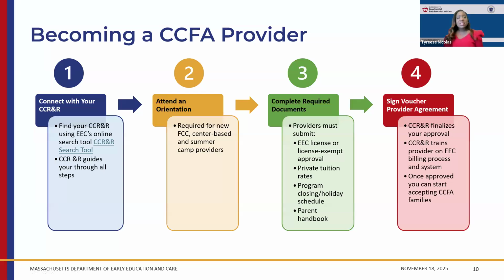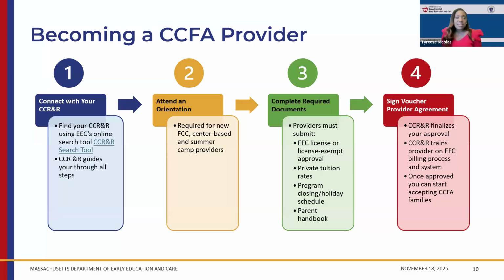And what you'll see here is a very high level, just the steps to become a childcare financial assistance provider. So the starting point is to connect with your childcare resource and referral agency. You'll see it in the chat: there's a tool that we call our CCR&R search tool. You would put in your zip code and it will tell you the closest CCR&R in your area.